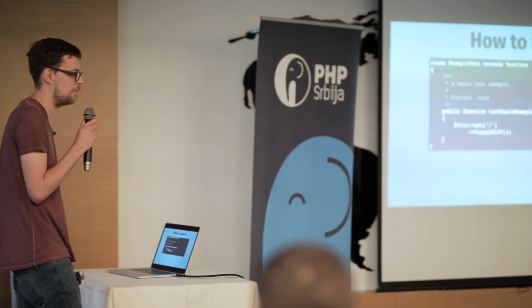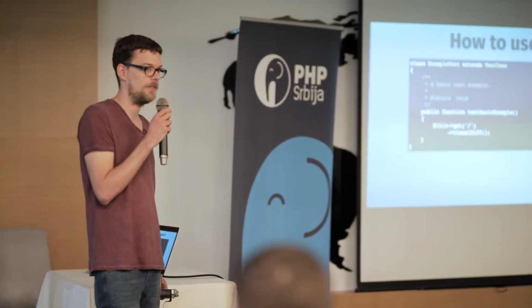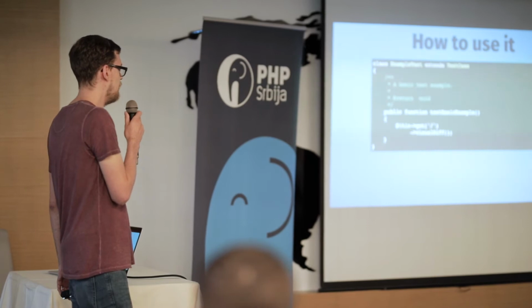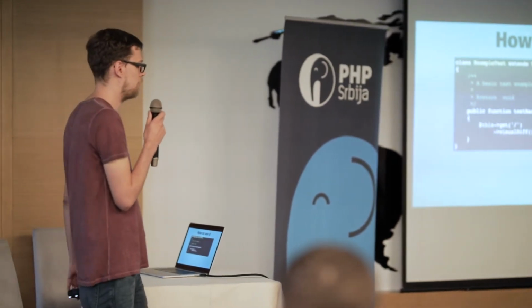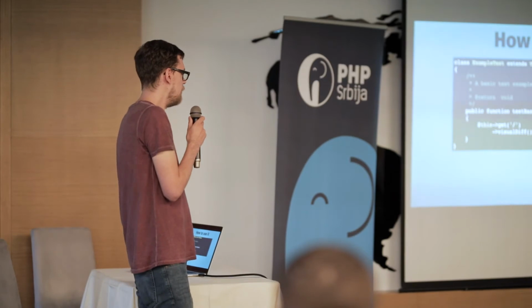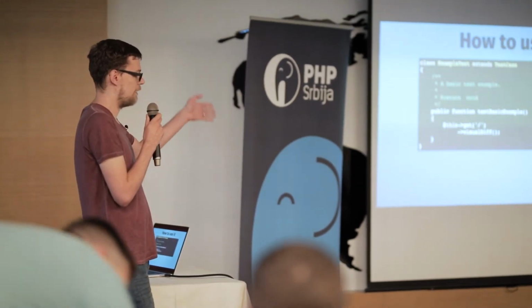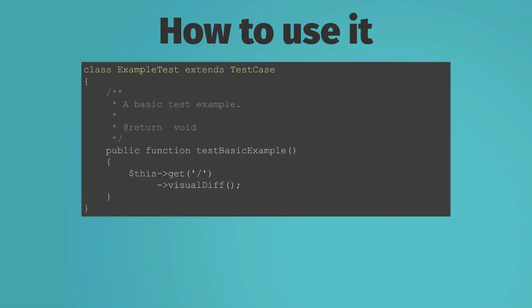Since Laravel comes with a lot of testing tools out of the box, it's really easy to add these visual diffs to your existing HTTP tests. This is just the basic example test that ships with Laravel out of the box. All you need to do is call this visual diff method on the response. In this case, we're going to get just a home page, and then we do a visual diff, which makes a screenshot of the web page, and if you run it a second time, compares it. The same thing also works for Laravel Dusk.